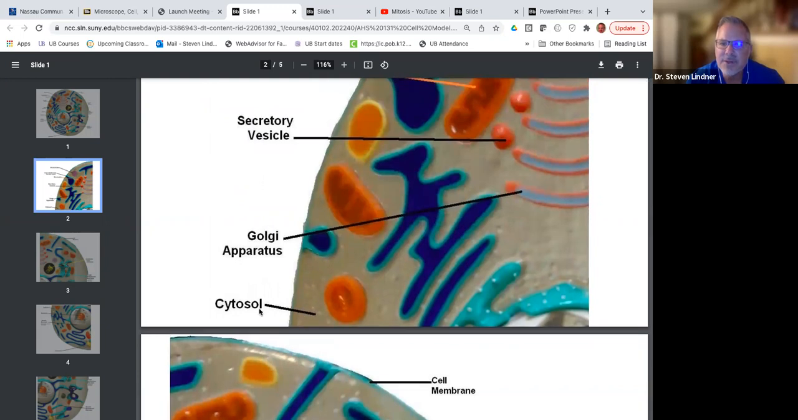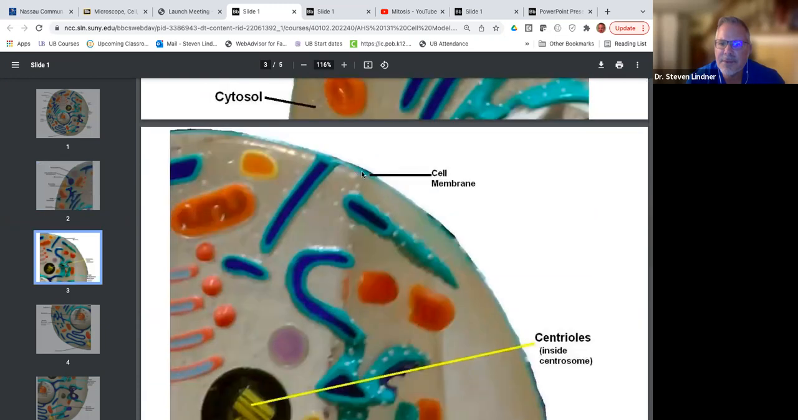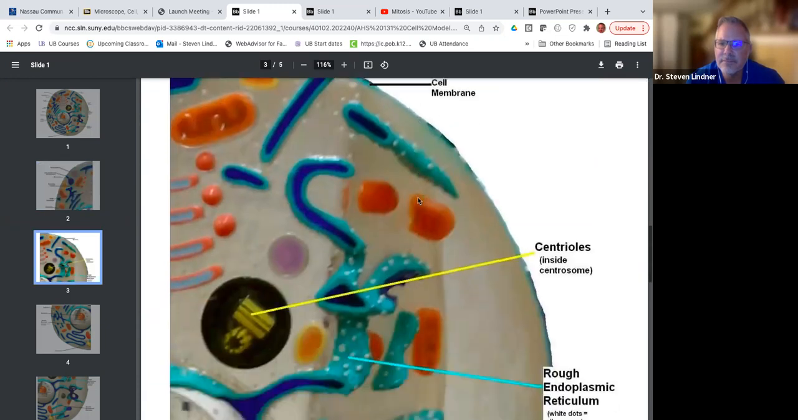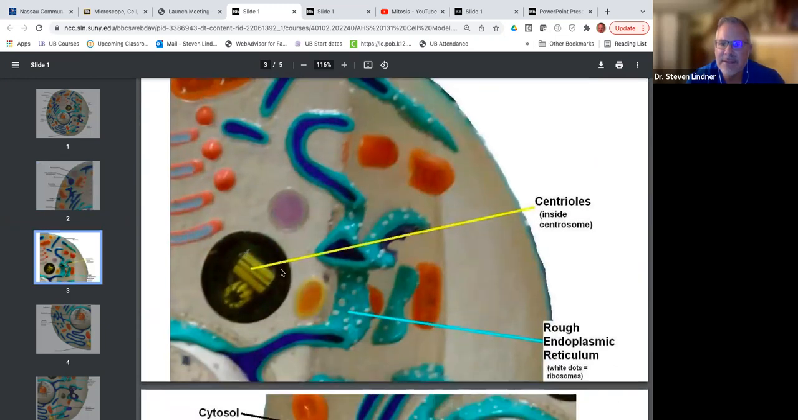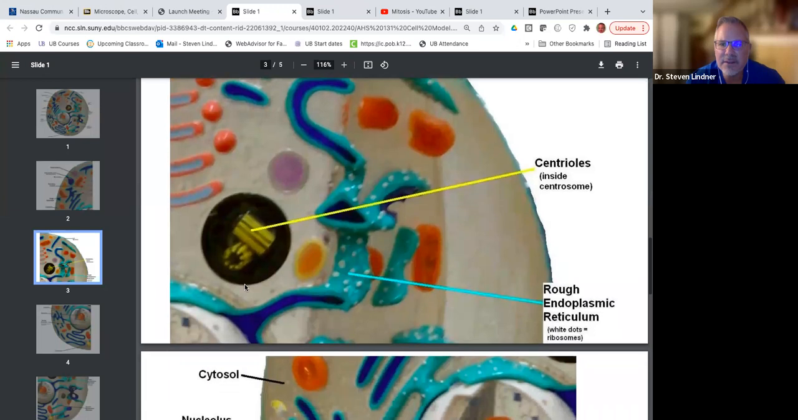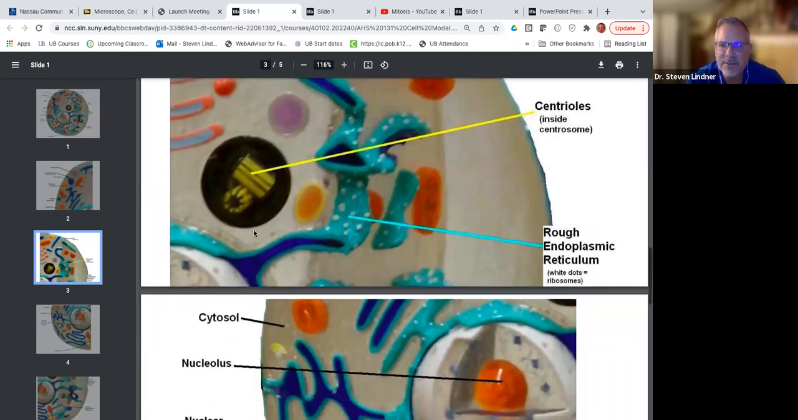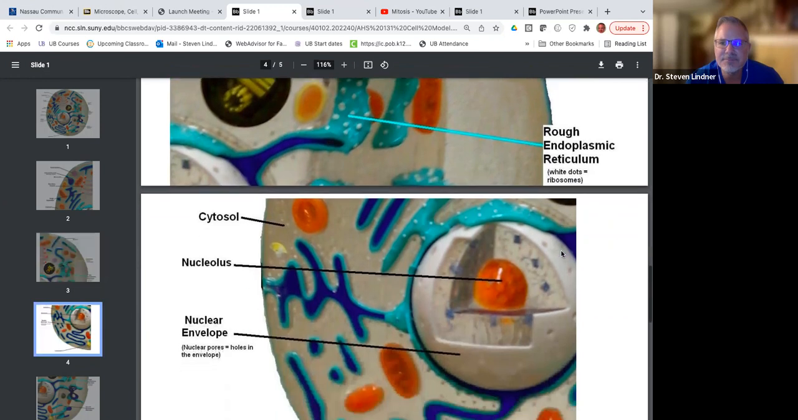The clear structure is the cytosol. That's the clear fluid. There's your cell membrane. The black is the centrosome. The spindles are the centrioles. We're going to see these in a few minutes when we show you the video on cellular division known as mitosis. Here is the rough endoplasmic reticulum, the rough ER.